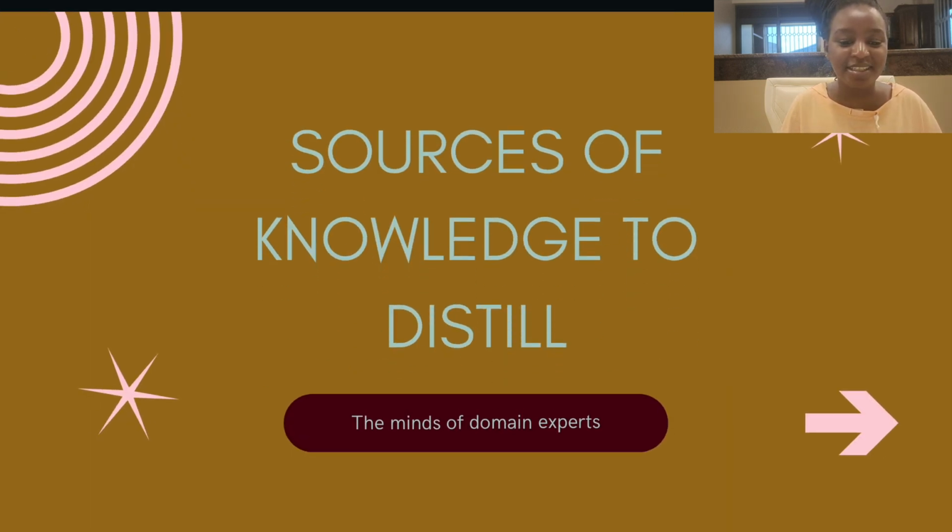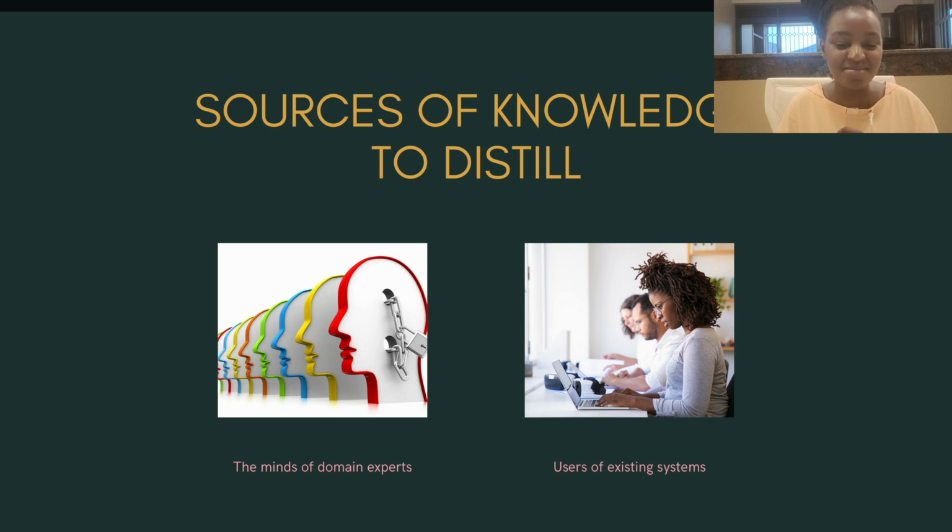Sources of knowledge to distill. So what are the sources of knowledge? 1, the minds of domain experts. I've said find them and learn from them. 2, users of existing systems. I can go to my old customers or my current customers and get to know how the system is serving them, what are some needs they have, how the business is serving them. For instance, do they get issues here and there, or what's their process using our application? Sometimes you can design for something and the customer never ever uses it. So we need to find out if they even know that such a feature exists in the first place. And not just that, what are some issues they're running into that we can assist with? So they can also be sources of knowledge in this case.